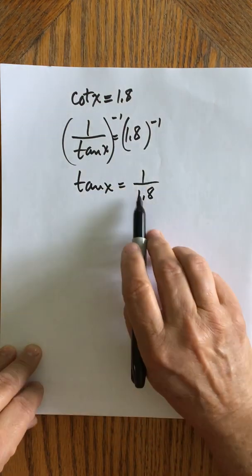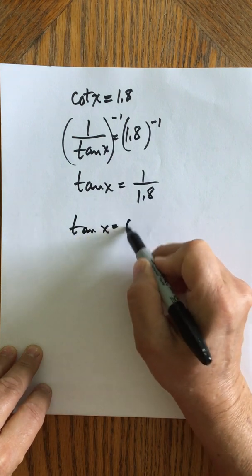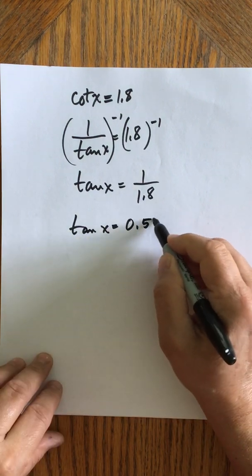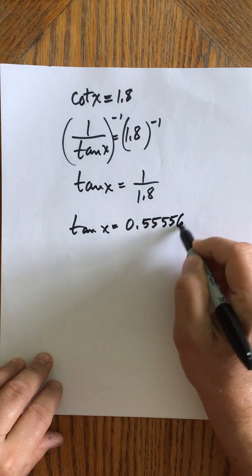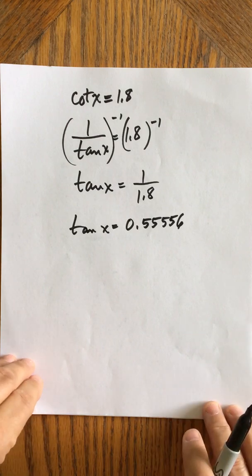Okay. Now if you take 1 and divide it by 1.8, you're going to get tangent x equal to 0.55556 when you approximate it. We went out, and I like to go out at least 4 decimals. I think now I'm really going to 5.